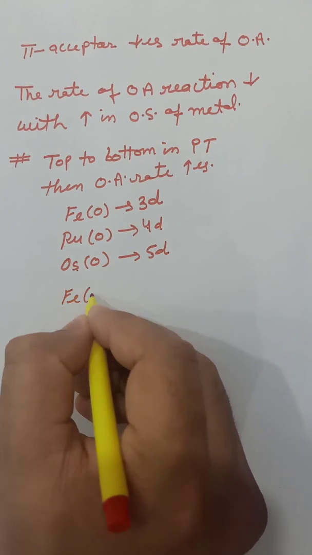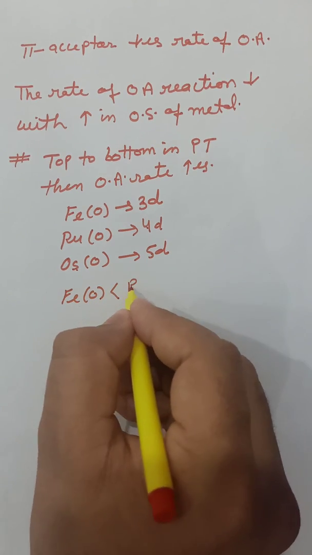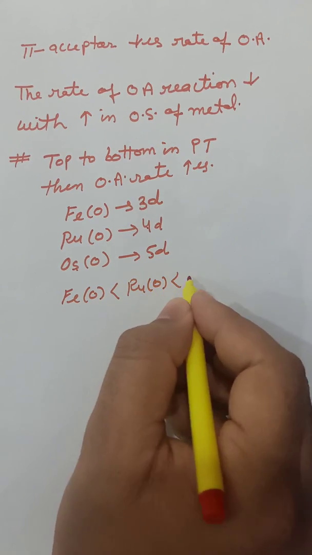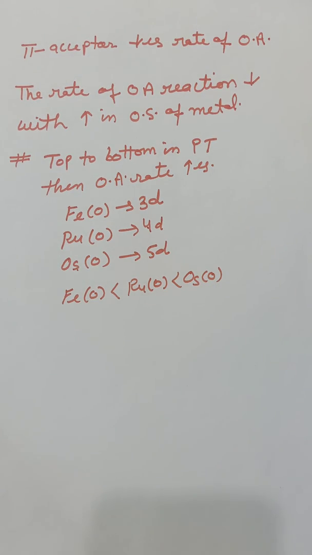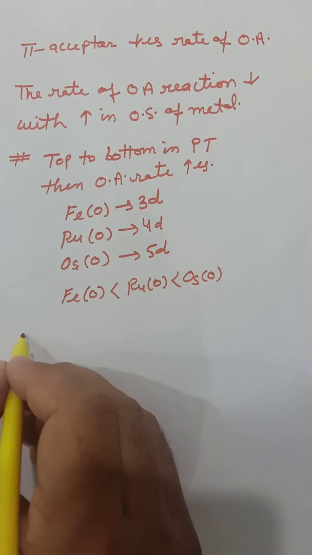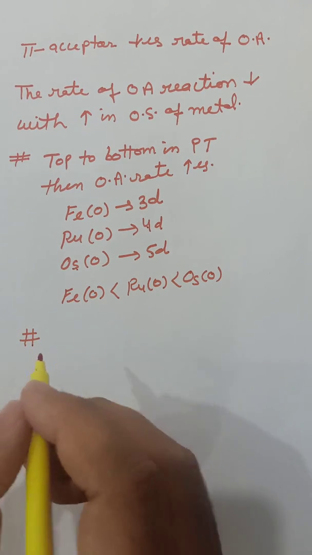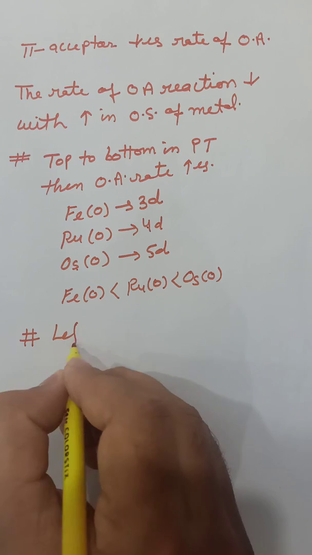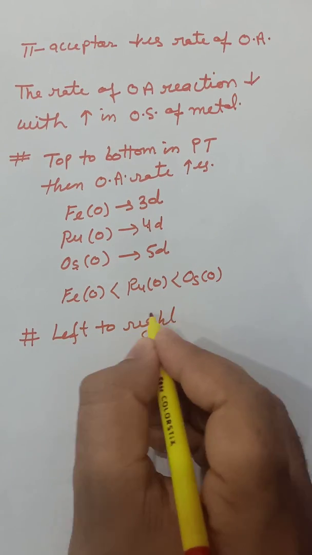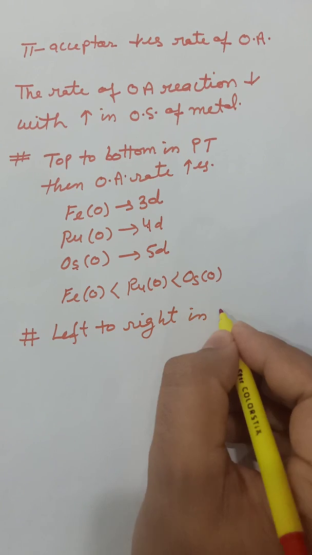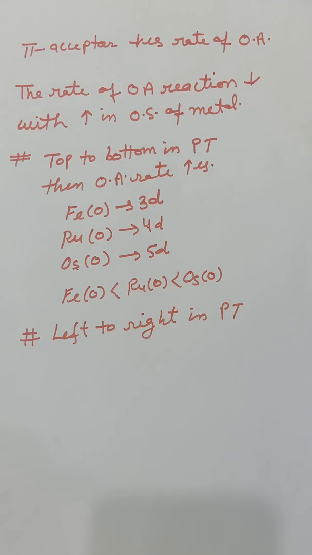This will be the rate of reaction for that oxidative addition reaction. Also, when we move from left to right in the periodic table, the rate of oxidative addition decreases.